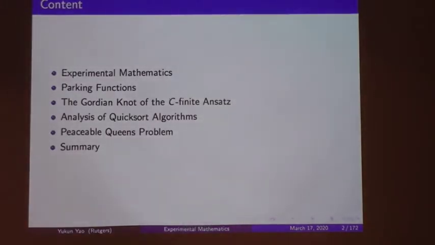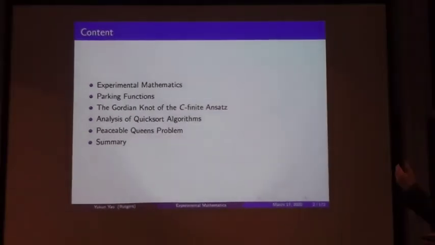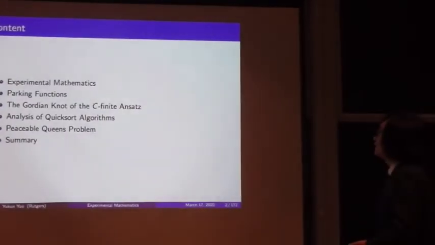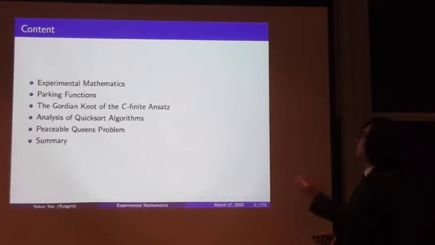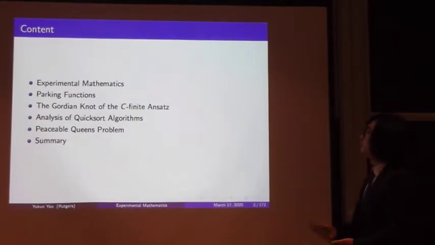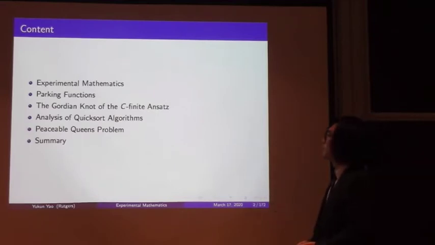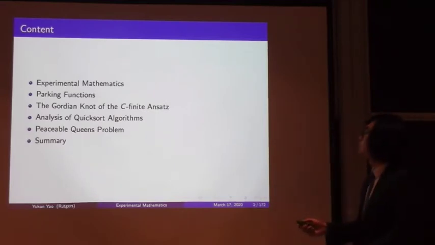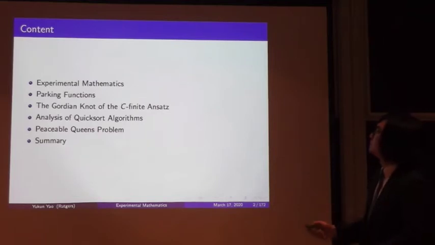So here's the content. First, I'll talk about what experimental mathematics is. Then we'll begin with parking functions. We'll look at the golden node of the C-finite ansatz. Then we'll use experimental mathematics to do the analysis of quicksort algorithms. And finally, we will look at Petersburg-Queen's problem. Then I will have a summary.